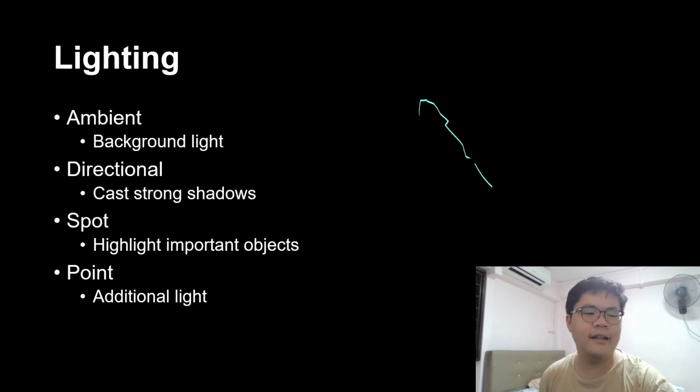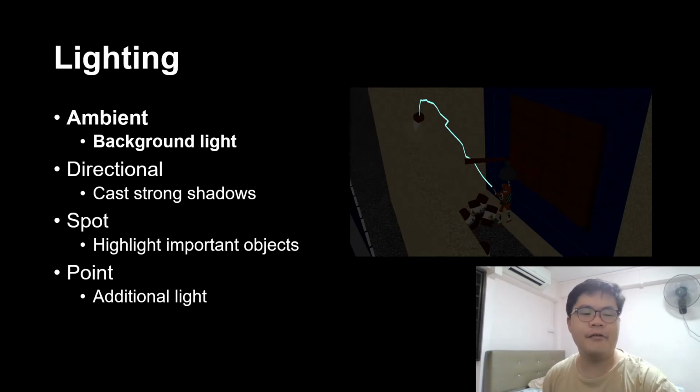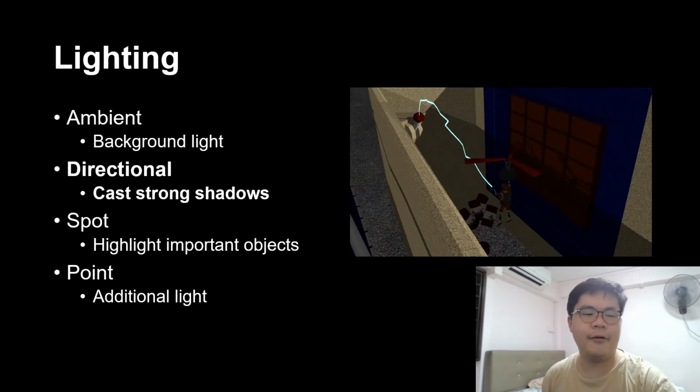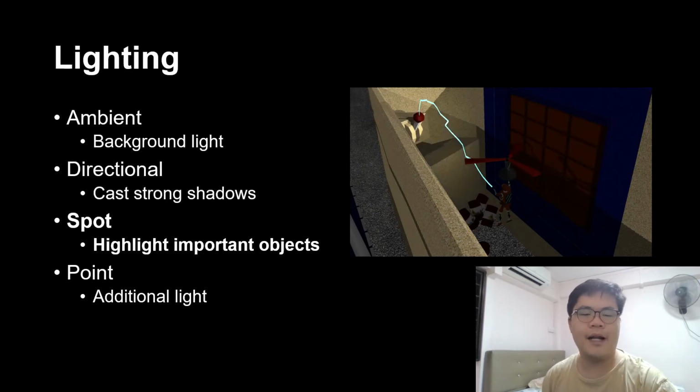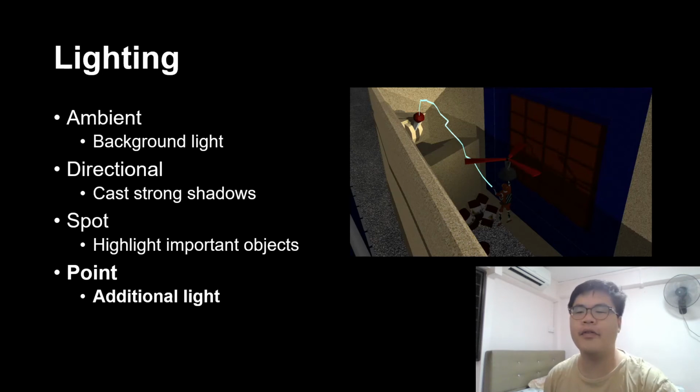So for lighting, there are 4 types of lights being used here. First, we have the ambient light, which adds a background light to the overall scene. Then directional light is added to give a sense of depth by casting strong shadows around the scene. Spotlights are then used to highlight important objects such as the lever. And finally, point lights are used sparingly to provide additional light if necessary.